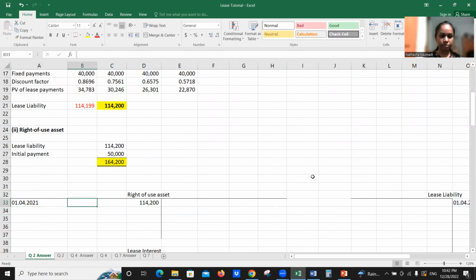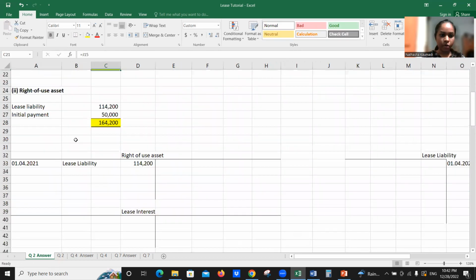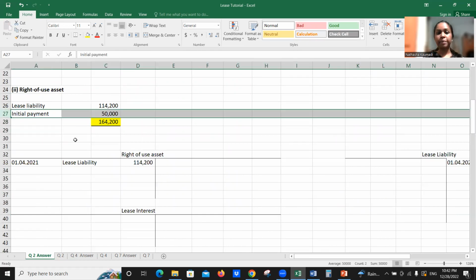And then it is lease liability. Okay, this one is done. Now what about this one? Initial payment 50,000, the down payment. Now think about this from the lessee's books. The lessee has made a down payment when acquiring this equipment. Who paid? Lessee paid. So what happened to cash? It has already been paid. Cash credit.